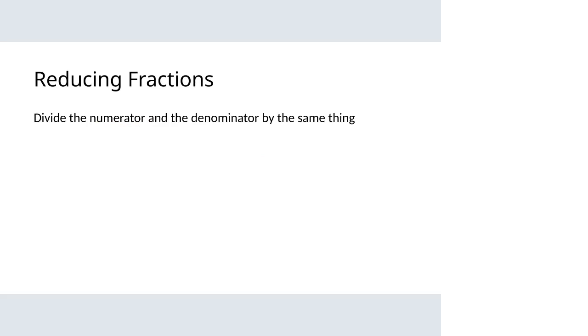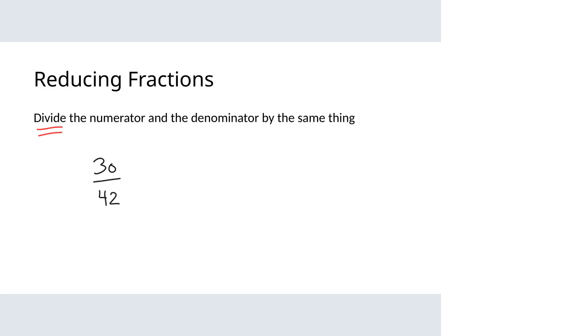Reducing fractions. I touched on this just a little bit when we looked at how to create an equivalent fraction. Now we're going to go the other direction. What we're going to do is divide the numerator and the denominator by the same thing. An example would be if we started out with the fraction 30 over 42. So 30 42nds.